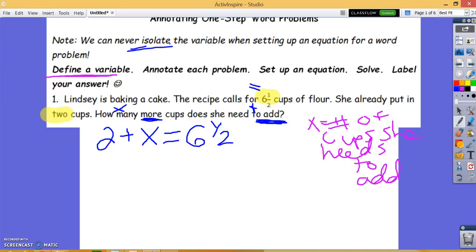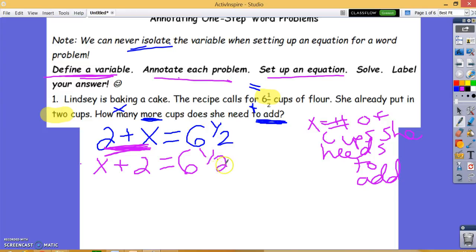So now I can go ahead and solve. I defined my variable, I annotated the problem, set up the equation, so now I'm going to solve. In order to get x alone, the first thing I want to do is swap these 2 numbers around. And this is already a plus sign, so I can use my commutative property of addition to flip them around. So x plus 2 equals 6½. Now the reason it's important to do that is that way you can see what operation is going with the number 2. So right now we are doing x plus 2. So now I need to subtract 2 to cancel that out. And I'm going to be left with x equals 4½. 6½ minus 2 would be 4½.